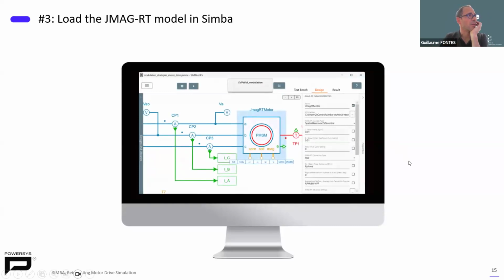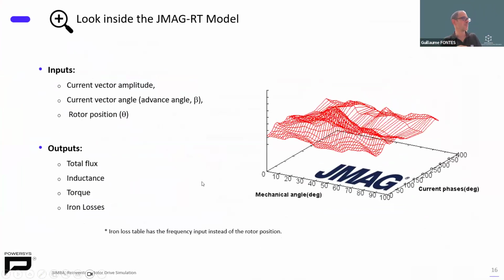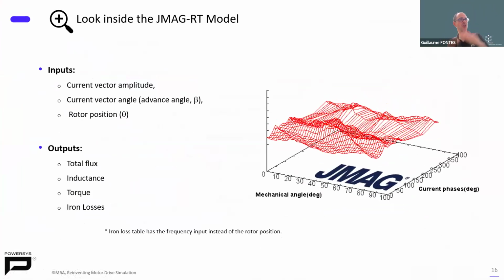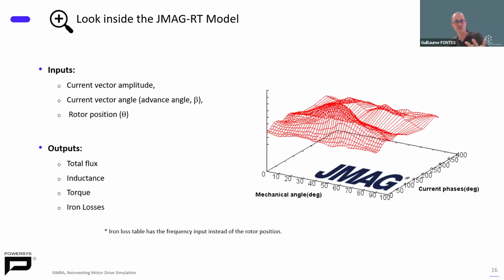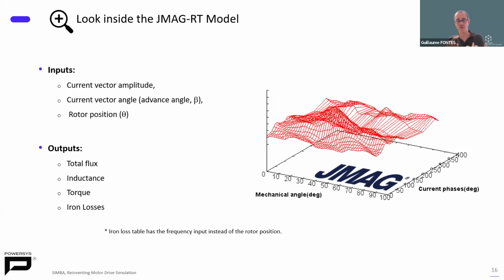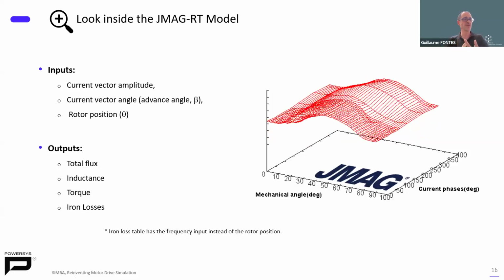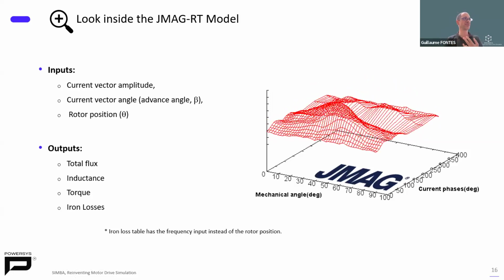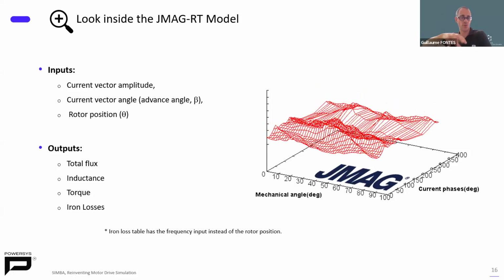So what do we have in this JMAG-RT model? As I said quite quickly, we have lookup tables which allow us to define the total flux, the inductance, but also the torque and the iron losses, which depend on the current vector amplitude, but also its angle and the mechanical position of the rotor.